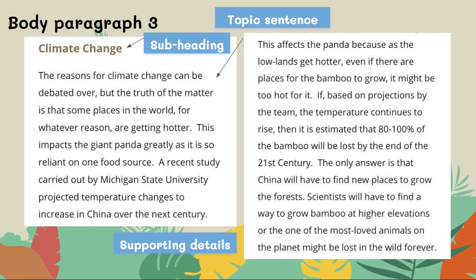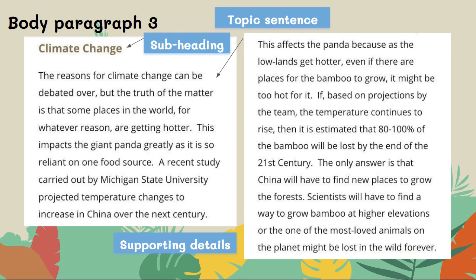And now, here comes the last paragraph of the passage, which is the third body paragraph. It's all about climate change. The reasons for climate change can be debated over, but the truth of the matter is that some places in the world, for whatever reason, are getting hotter. This impacts the giant panda greatly as it is so reliant on one food source. A recent study carried out by Michigan State University projected temperature changes to increase in China over the next century.